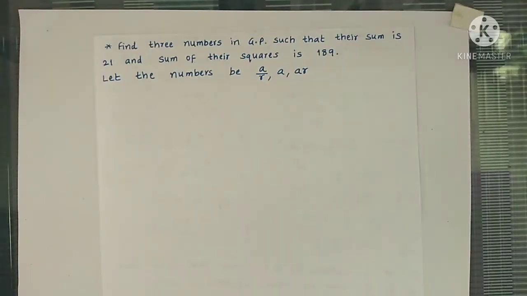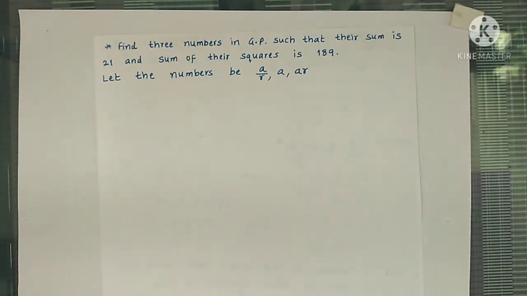Now let's solve a question with 3 numbers in GP. So the question is, find 3 numbers in GP such that their sum is 21 and the sum of their squares is 189. So if 3 numbers we have to take in GP, we take those numbers as A by R, A and AR.